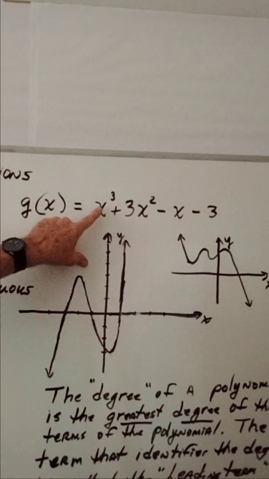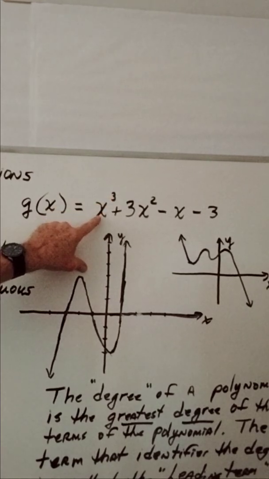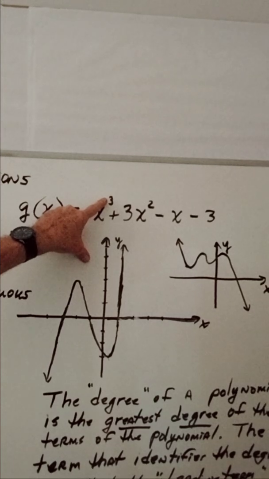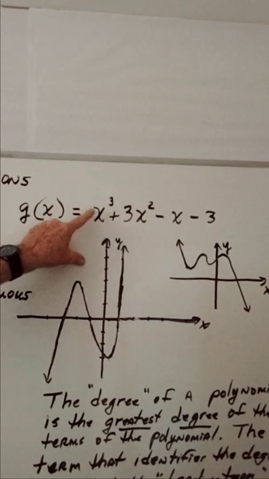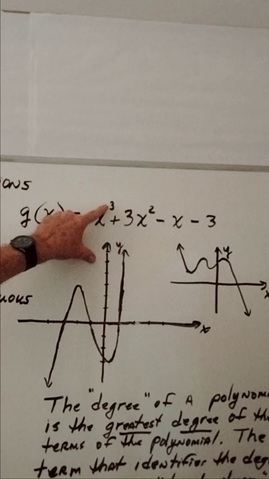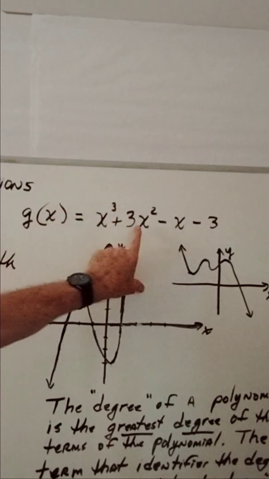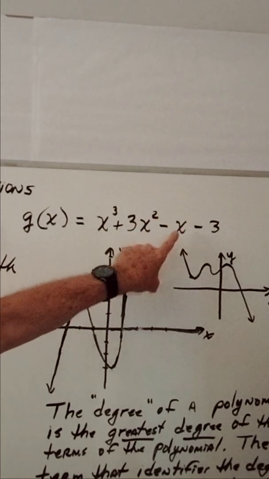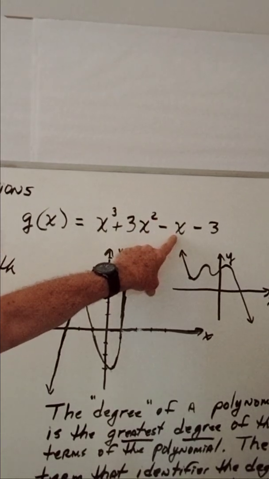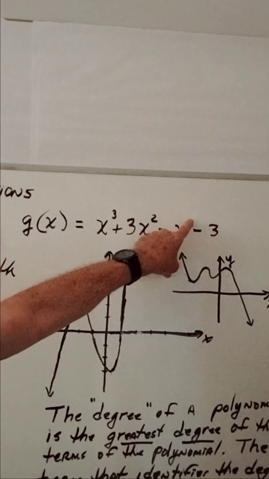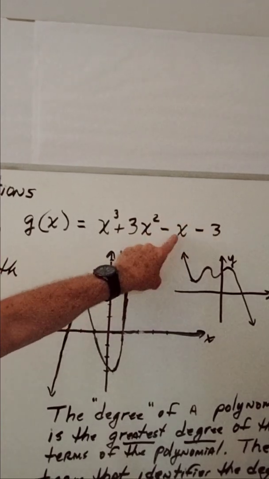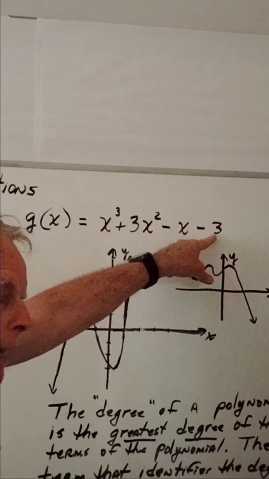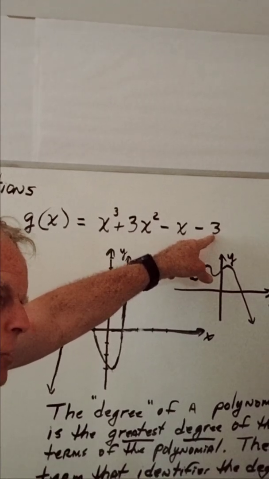So let's start with this first monomial term. The degree of this first monomial term is 3. There are no other variables involved with this term, it's just the variable x. 3 is its degree. In the second monomial term, 2 is its degree. In the third monomial term, the implied exponent is a 1, so its degree is 1. And this last constant term, it has a degree of 0.